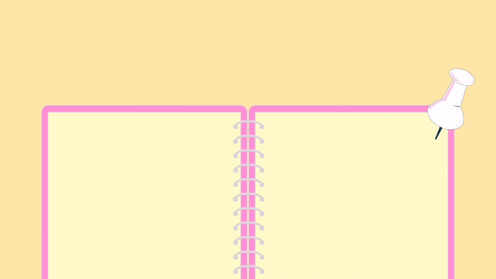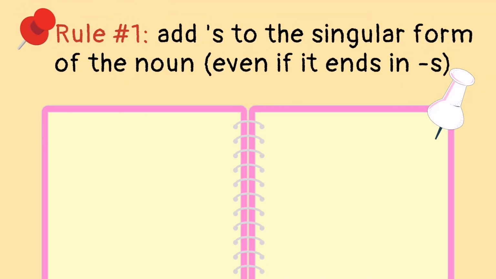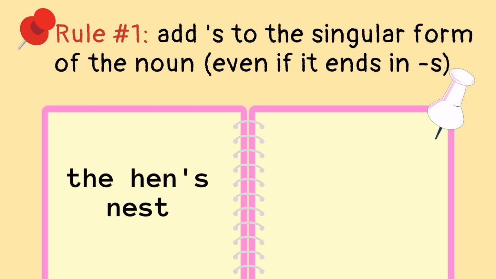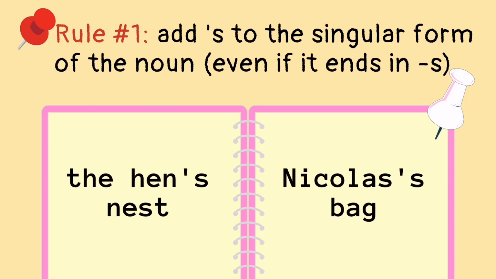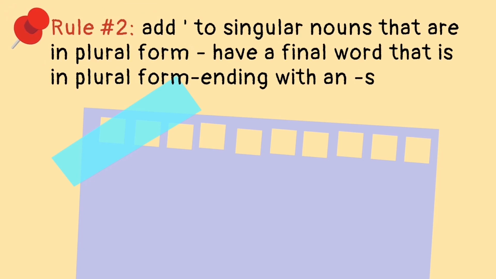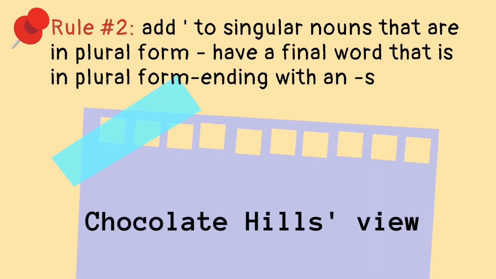To form possessive nouns, we follow the following rules. Rule number 1, add apostrophe s to the singular form of the noun even if it ends in s. Example, the hen's nest, Nicholas' bath. Rule number 2, add apostrophe to singular nouns that have a final word in plural form ending with an s. Example, Chocolate Hills view.